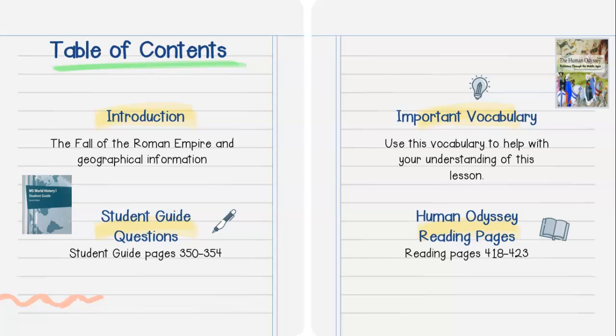Introduction, the fall of the Roman Empire and geographical information. Your student guide, pages 350 to 354. You'll learn some important vocabulary to help with your understanding of this lesson. And as always, it is extremely important that you complete your reading pages 418 to 423 to tie everything together and to complete all of the objectives needed for this lesson.